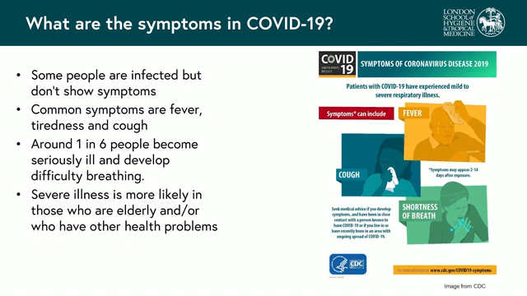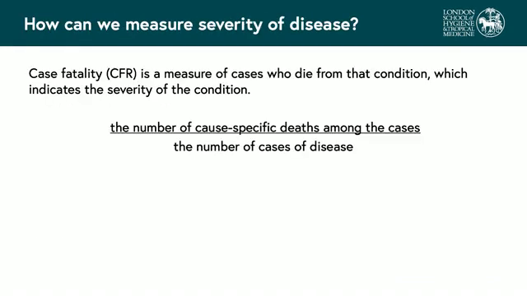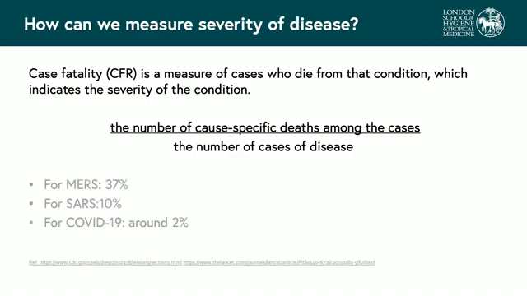Case fatality risk or rate is a measure of how serious a disease is, as it tells you the proportion of people who die from the disease out of those who have it. For MERS, the case fatality was high, as over a third of cases died. In SARS, it was lower, with 1 in 10 people dying. At present, for COVID-19, it is around 2%, which is 1 in 50 people with the disease dying.